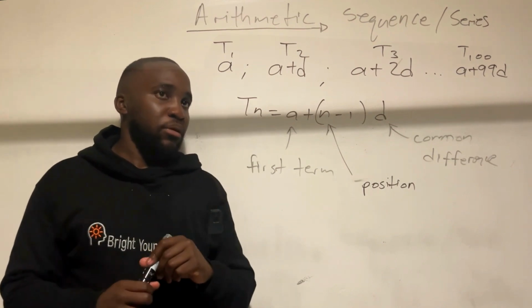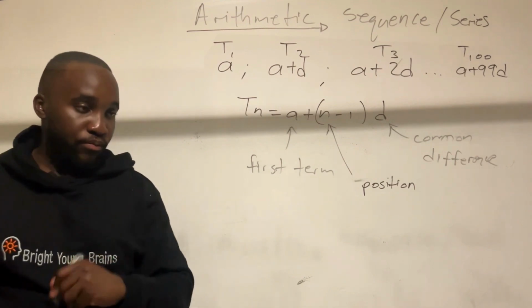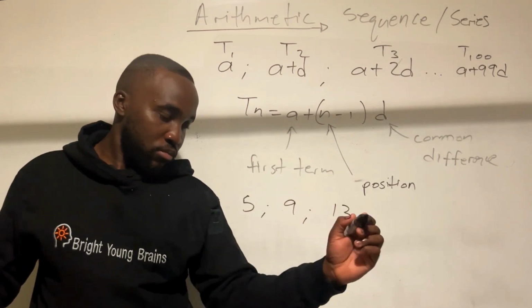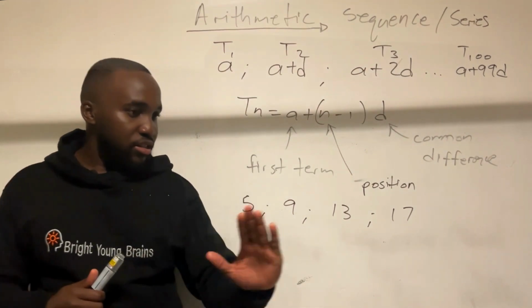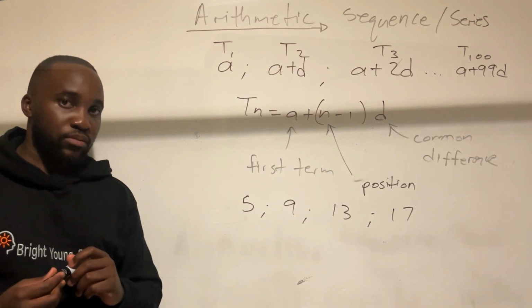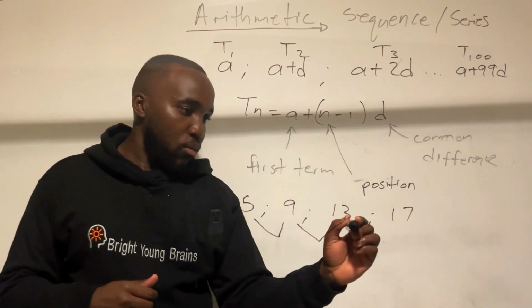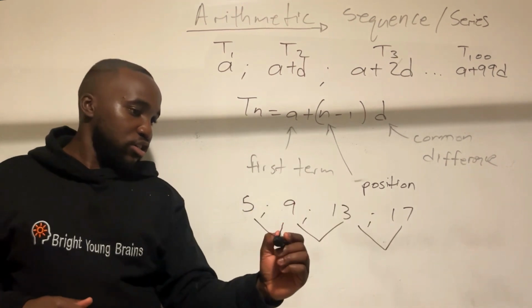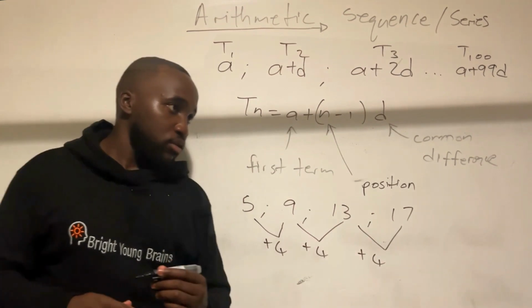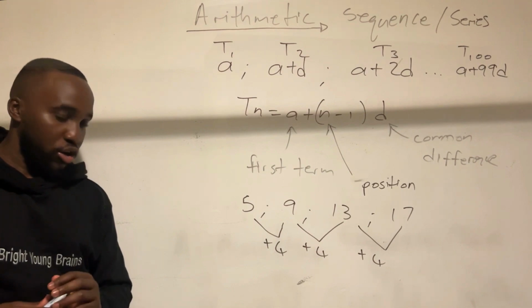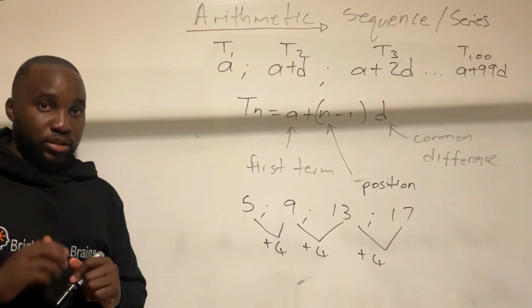Now, what's also important about this arithmetic sequence or series expression is if you had an example, let's say you have 5, 9, 13, and 17. If you look at this nicely, this is an arithmetic sequence. The reason we call this an arithmetic sequence is because it has a common difference. The common difference here is just going to be 4. Positive 4, positive 4, positive 4, going on and on. That's why we refer to this as an arithmetic sequence.